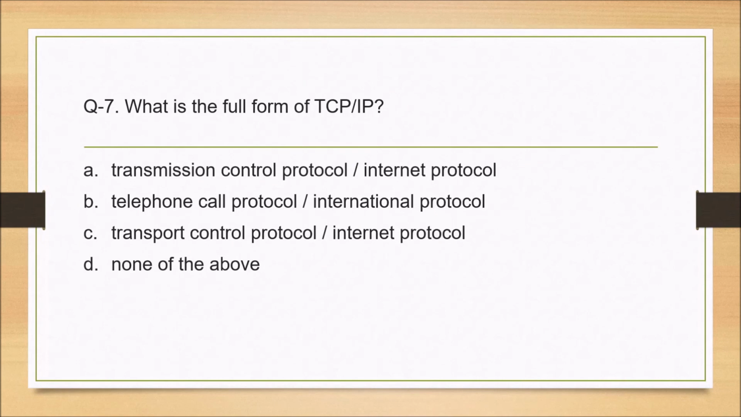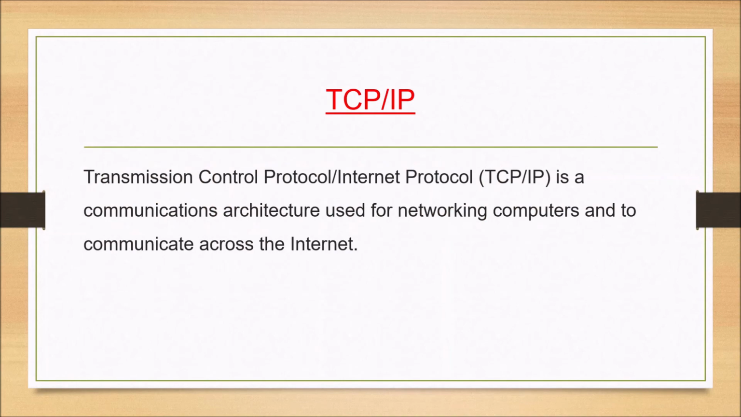Next is, what is the full form of TCP/IP? The options are Transmission Control Protocol, Internet Protocol; Telephone Call Protocol, International Protocol; Transport Control Protocol, Internet Protocol; or none of the above. The correct option is Transmission Control Protocol, Internet Protocol. So TCP/IP is a communications architecture used for networking computers and to communicate across the internet.